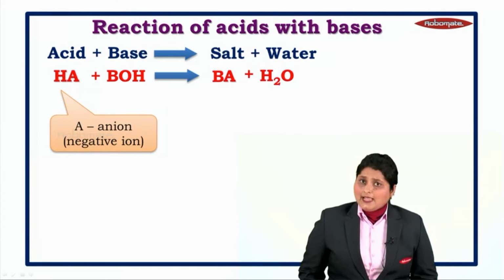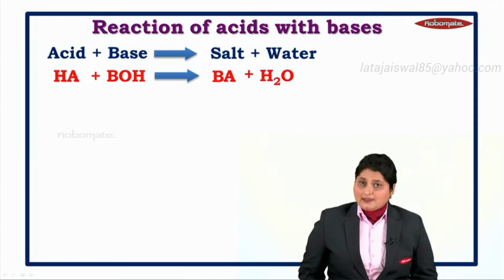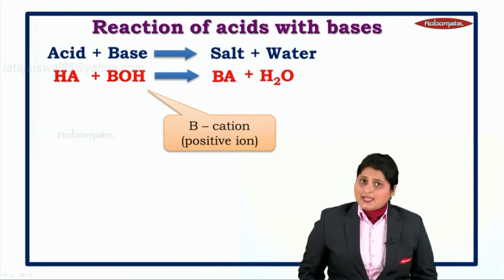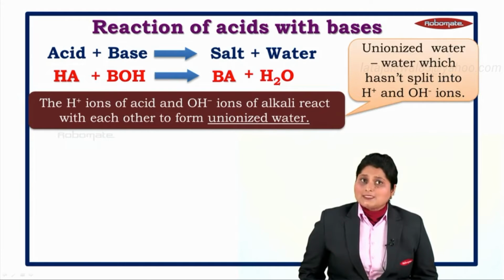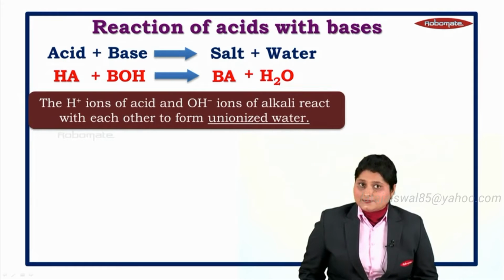A is anion, which is a negative radical. B is cation, which is a positive radical. So, when they react, we get BA, which is a salt, and H2O, which is water. The H plus ions of acid and OH minus of alkali react with each other to form unionized water. When I say unionized, it means water which hasn't split into H plus and OH minus ions. It remains as it is.